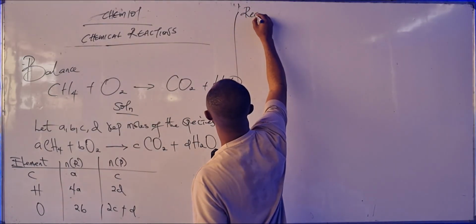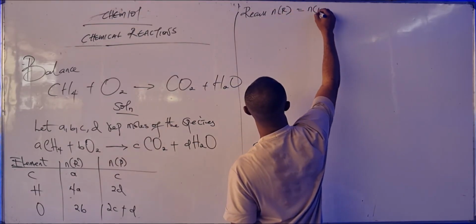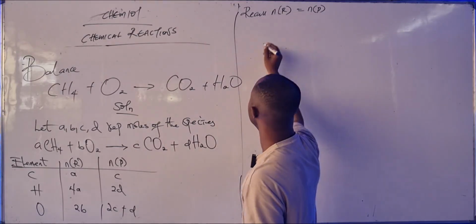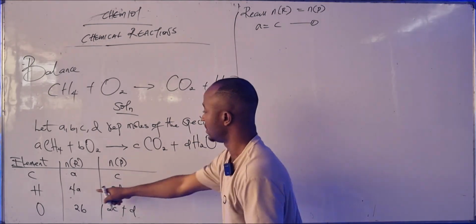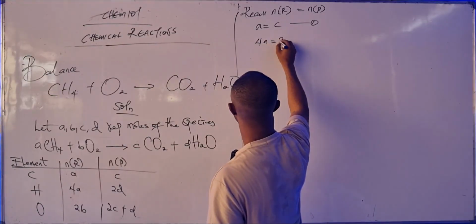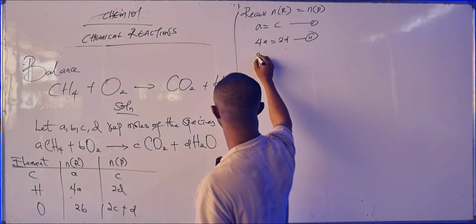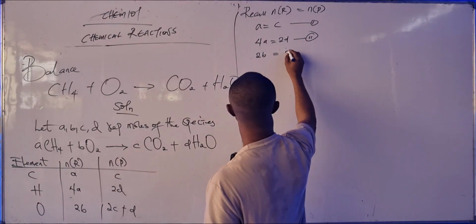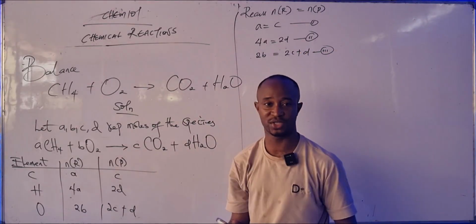So what's the condition to balance the chemical reaction? The mole of the reactant must be equal to that of the product, right? Meaning that A must be equal to C, equation 1. Are you there? Also, 4A must be equal to 2D, equation 2. Also, 2B must be equal to 2C plus D, equation 3.